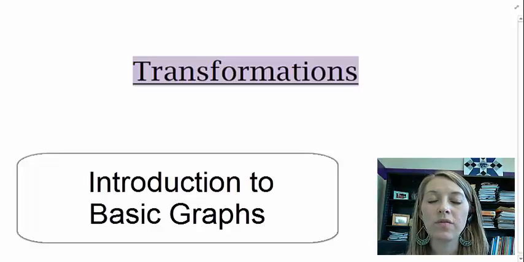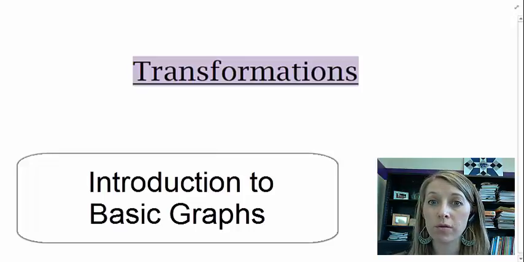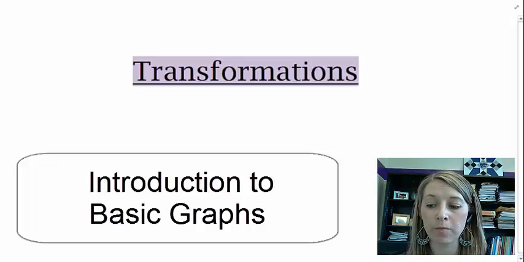This section is over transformations, and it is just like it sounds. We are going to transform something. So if you are one of those people that like to play with transformers, then hopefully this section is for you, because that's exactly what we're going to be doing.